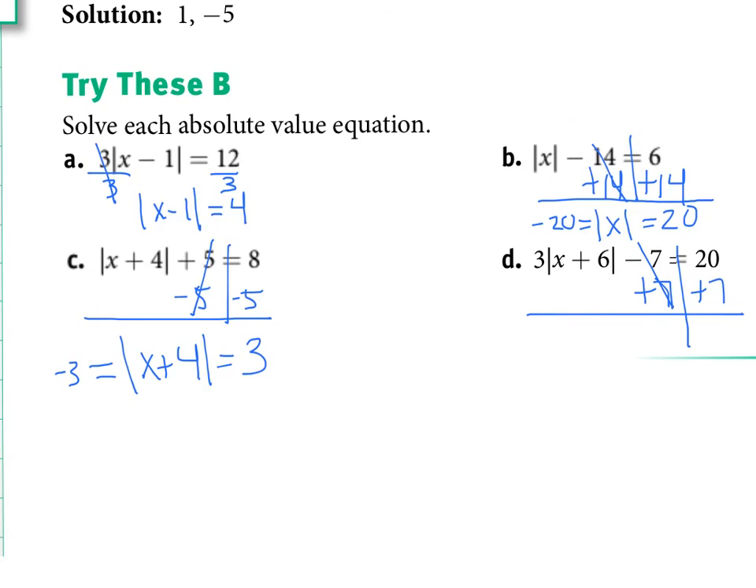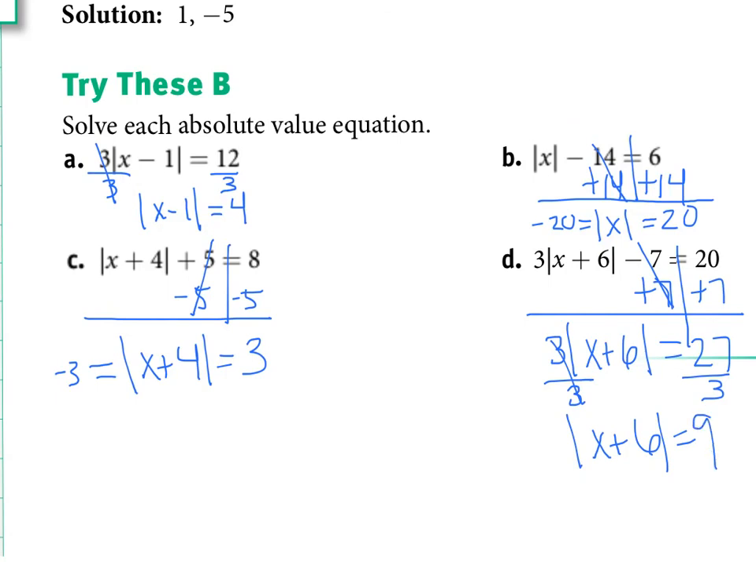This cancels. So now I have 3 times the absolute value of x plus 6 equaling 27. Then I got to divide by 3. So the absolute value of x plus 6 equals 9. And now that the absolute value is by itself, now I can do the piece here where I put the negative on the other side and solve. I'm going to let you guys finish that when you see me next.